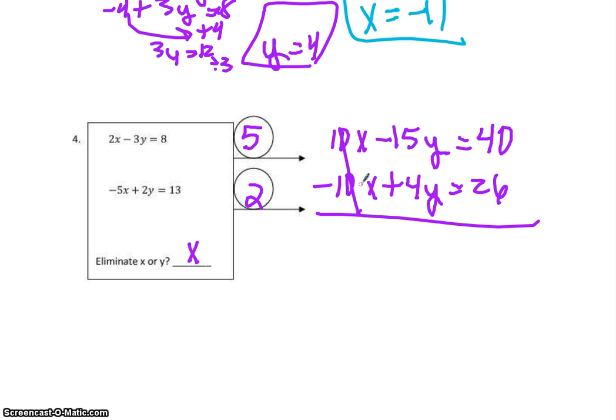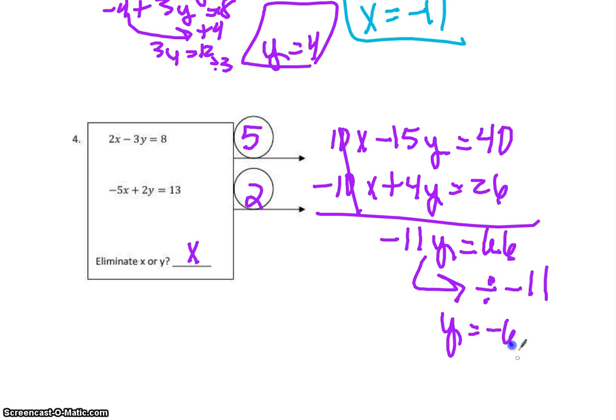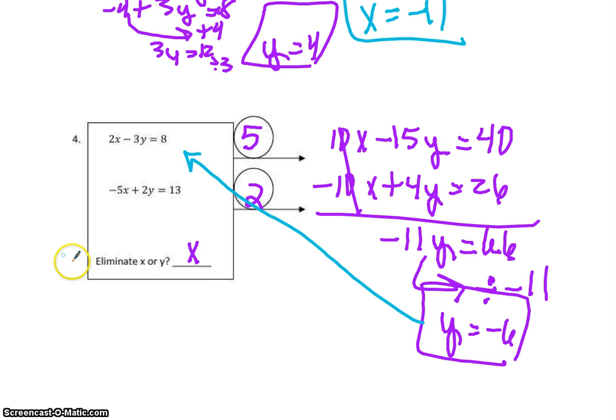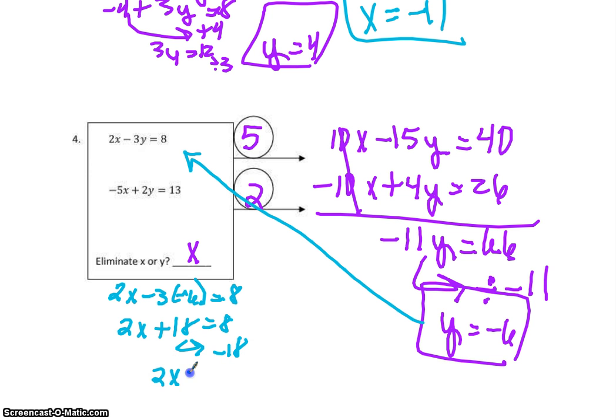Your x cancels. Negative 15 plus 4 is going to be negative 11. Y equals 40 plus 26 is 66. Bring this over and divide by a negative 11. Y is equal to negative 6. Take that answer back to one of your original ones and put it in for y. So 2x minus 3 times negative 6 equals 8. 2x plus 18 equals 8. Subtract your 18. 2x equals negative 10. Divide by 2. X equals negative 5.